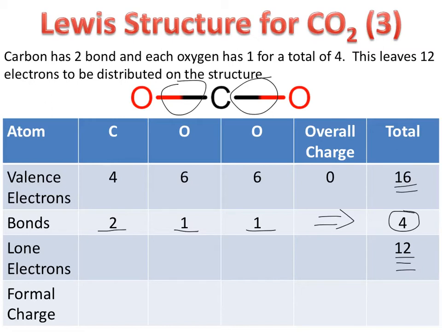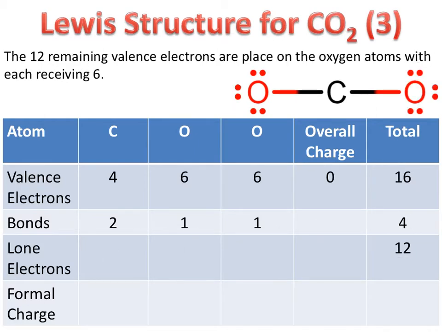So seeing there are 12, I'm just going to write in here a 6 under each oxygen, going from right to left. Notice that that takes up all 12 of the electrons, leaving no electrons to go onto the carbon. And here's what our structure looks like. Here are the lone electrons on each oxygen.